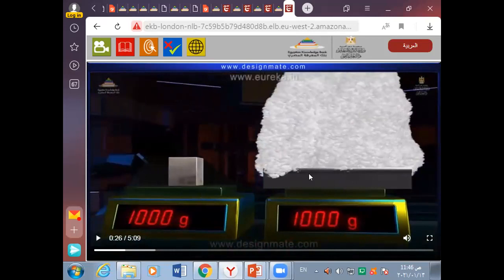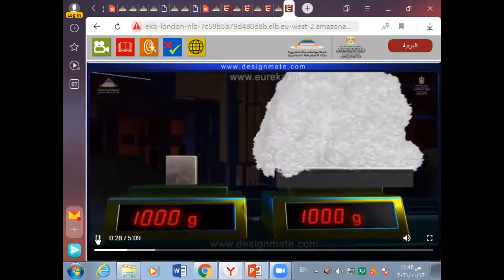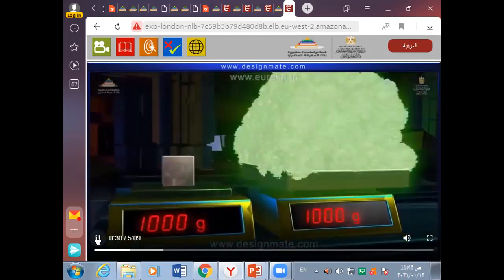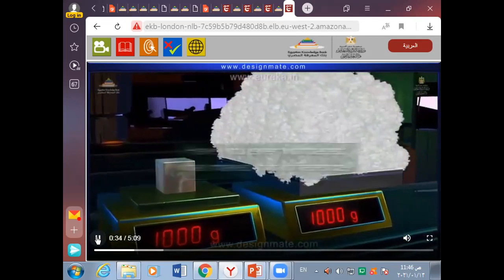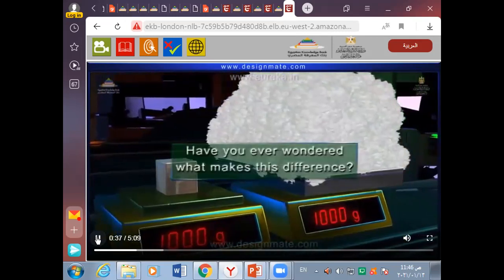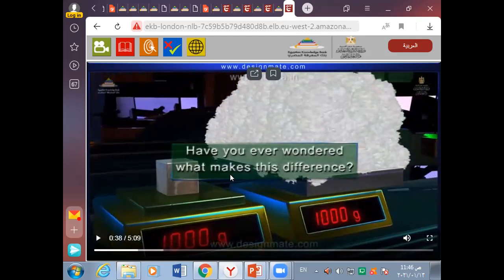Here we see cotton and the cube of any metal. You observe the same mass. We use balance to know the mass. Okay, let's continue. But still, 1 kilogram of cotton occupies more space than 1 kilogram of iron. Have you ever wondered what makes this difference? You can tell me difference in what? The same mass or different in what?